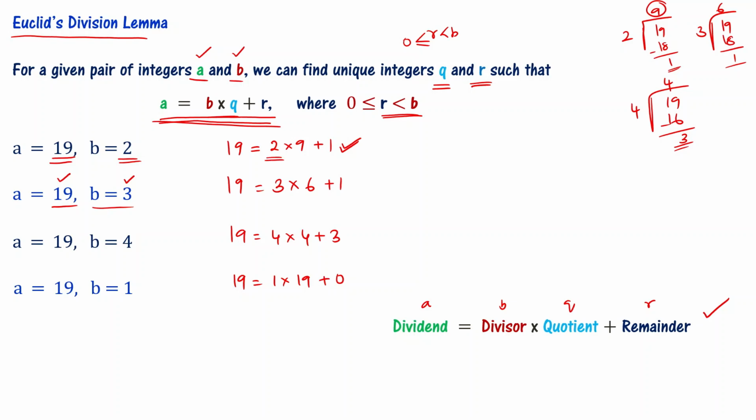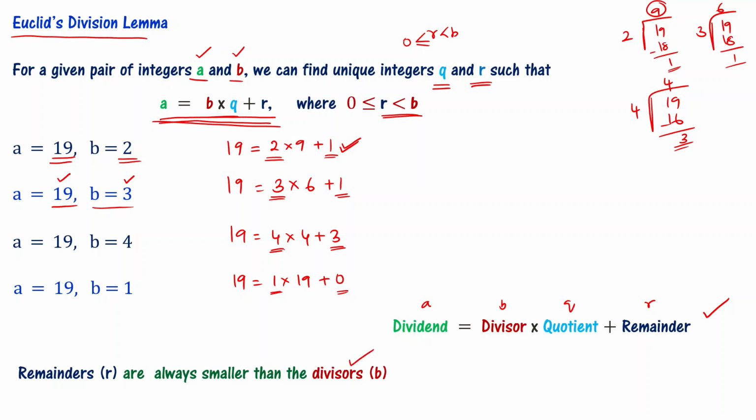You observe this. When the divisor is 2, the remainder is 1. When the divisor is 3, the remainder is 1. When the divisor is 4, the remainder is 3. When the divisor is 1, the remainder is 0. Right? If you look, the remainders are always smaller than the divisors. You see, r is always smaller than the divisor, and sometimes it is equal to 0. In this particular case, it is equal to 0. This is exactly what Euclid's division lemma is saying.